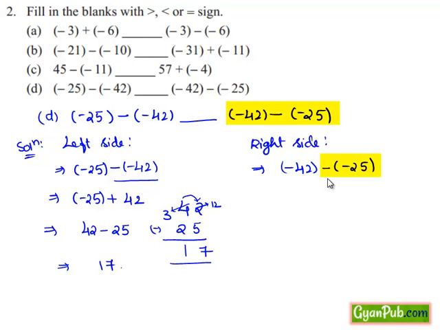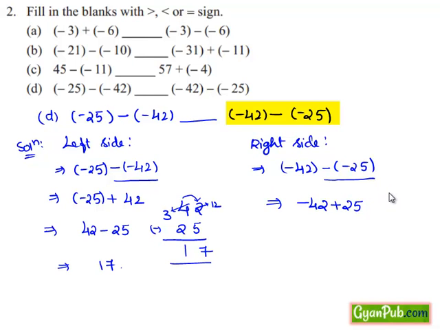Here we have subtraction of negative integer. For the subtraction of negative integer, we can write the addition of its additive inverse. That is nothing but minus 42 plus 25. Here we have one negative integer and one positive integer. When we have one positive integer and one negative integer, we must subtract them. But answer will take sign of the bigger integer.